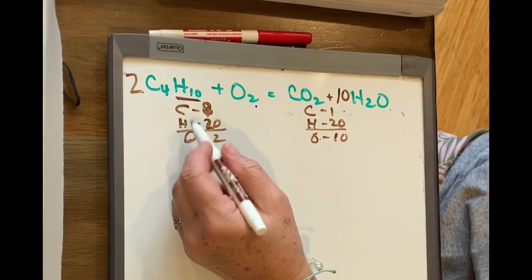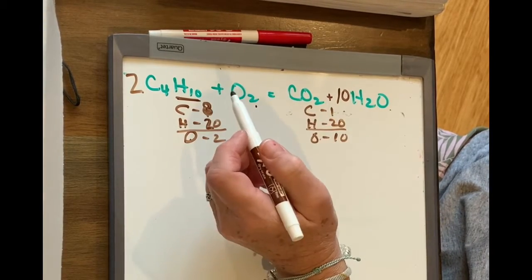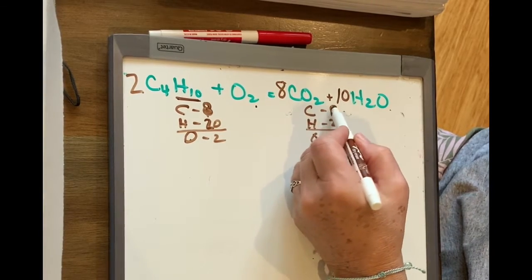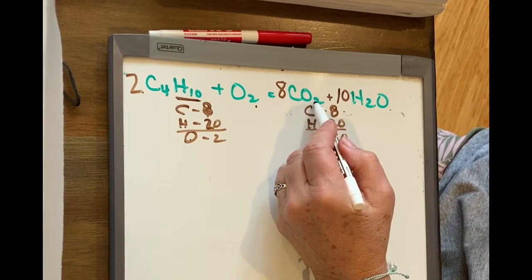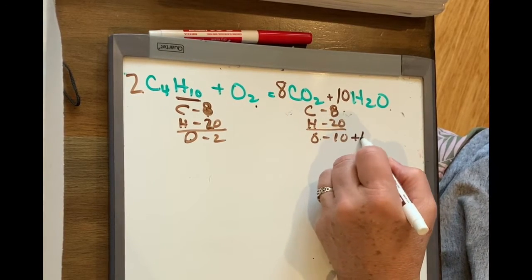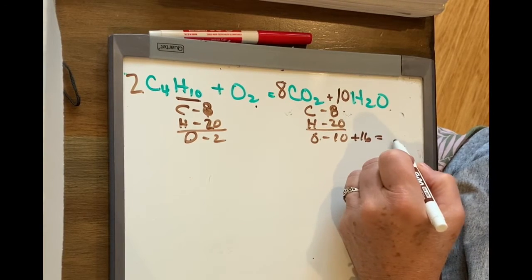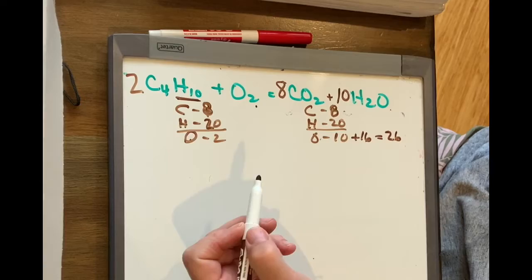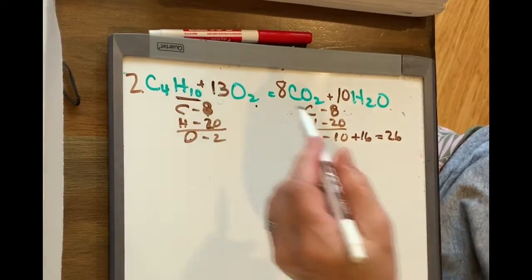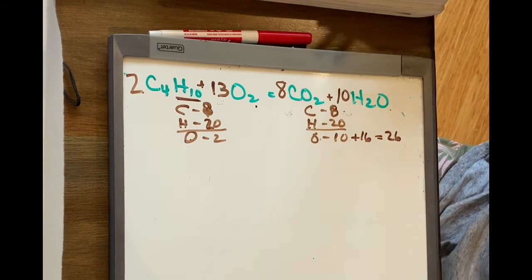And we leave the O2 alone. So now we have to correct for this, and that makes that an 8. So this is an 8. Now we can deal with our oxygen. So 2 times 4 is 16. We already know that 10 times 1 is 10. So we get 26 here, which means we have to change this to 13. Okay, so that is our equation, and it's balanced.